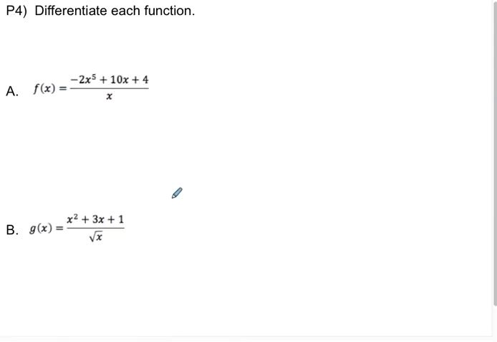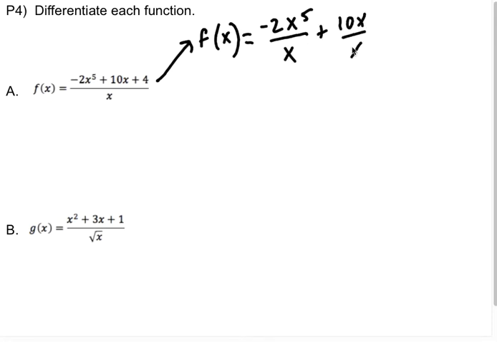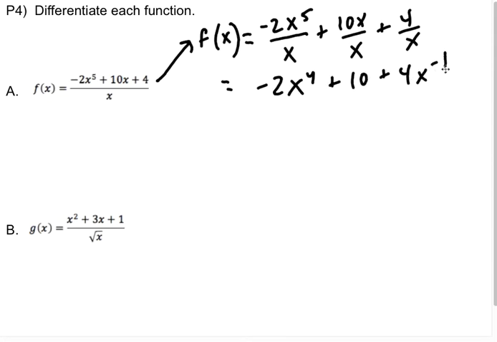All right, so let's go ahead and do a P4. Same idea, and you can totally do it without me if you want. So my f of x, and again, notice I'm not differentiating yet, right? I'm going to either split this up into 2 fractions or into 3 fractions, or I'm going to think about it as multiplying by that x to the negative first and distributing. It really doesn't matter to me which one you pick. Either way, you get a negative 2x to the 4th plus a 10 plus a 4x to the negative first.